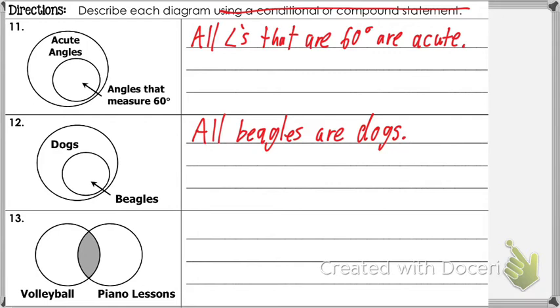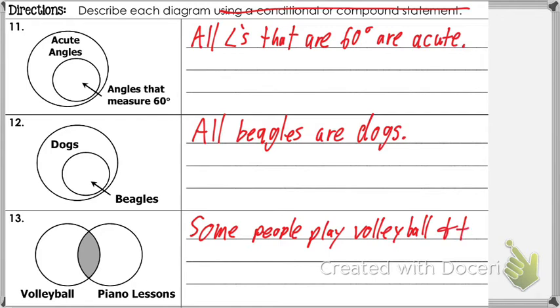Okay. Here, volleyball and piano. And notice this overlap here is important. Okay? Some people play volleyball and take piano lessons.